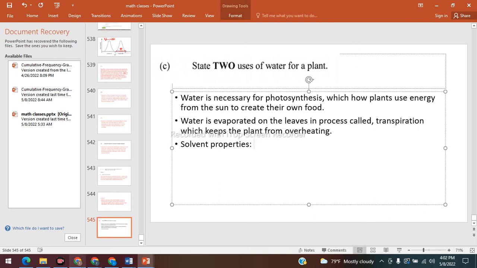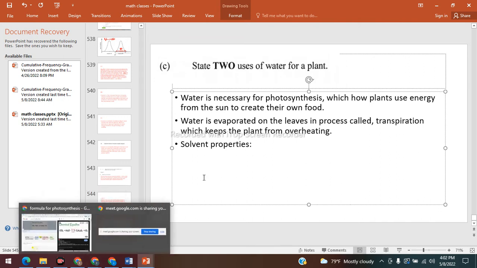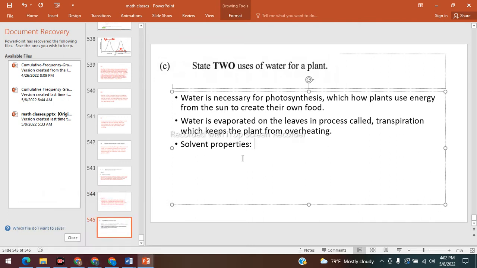Okay, solvent properties, good enough. Solvent properties. So water carries nutrients and solutes required for growth.